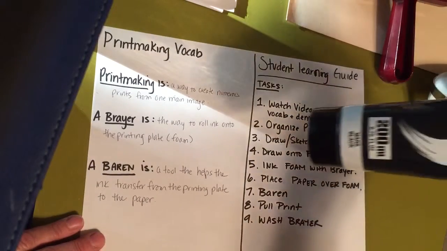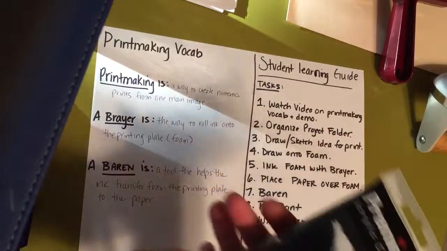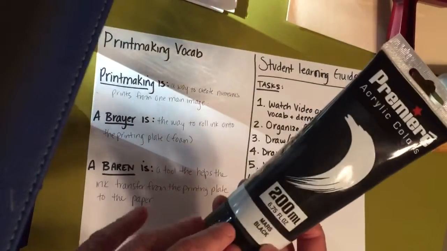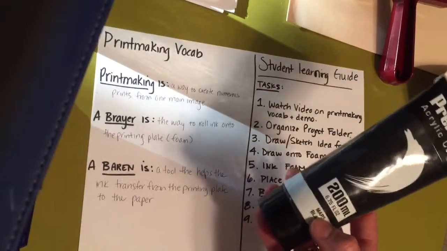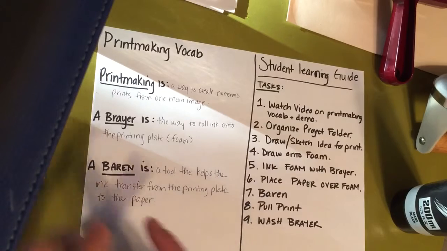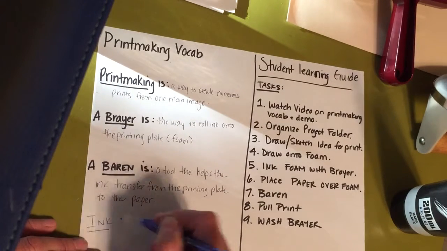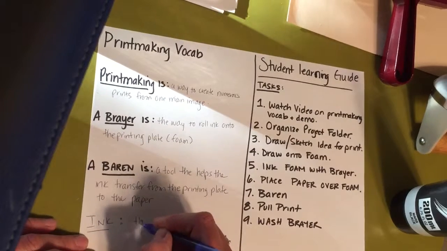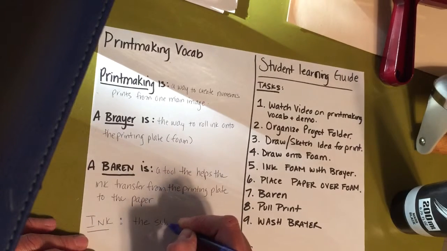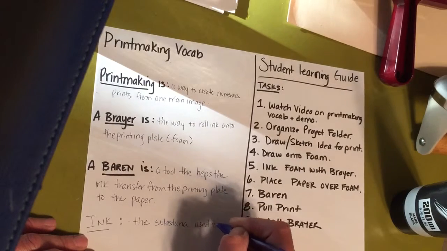I'll add a little 4th one. Ink. I've referred to the black ink that we've used as ink. You can use acrylic paint. We did use acrylic paint for this. You can certainly use printmaking ink. And you can even add that as a vocabulary word if you want. I'll just put it down here. Ink is the substance used to create the print. We'll add that.